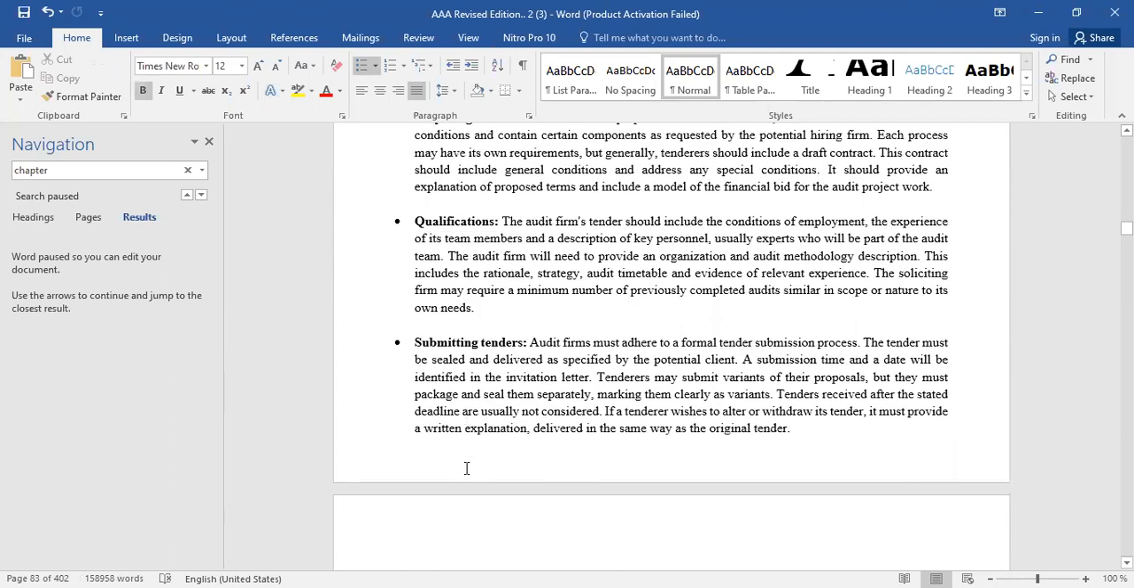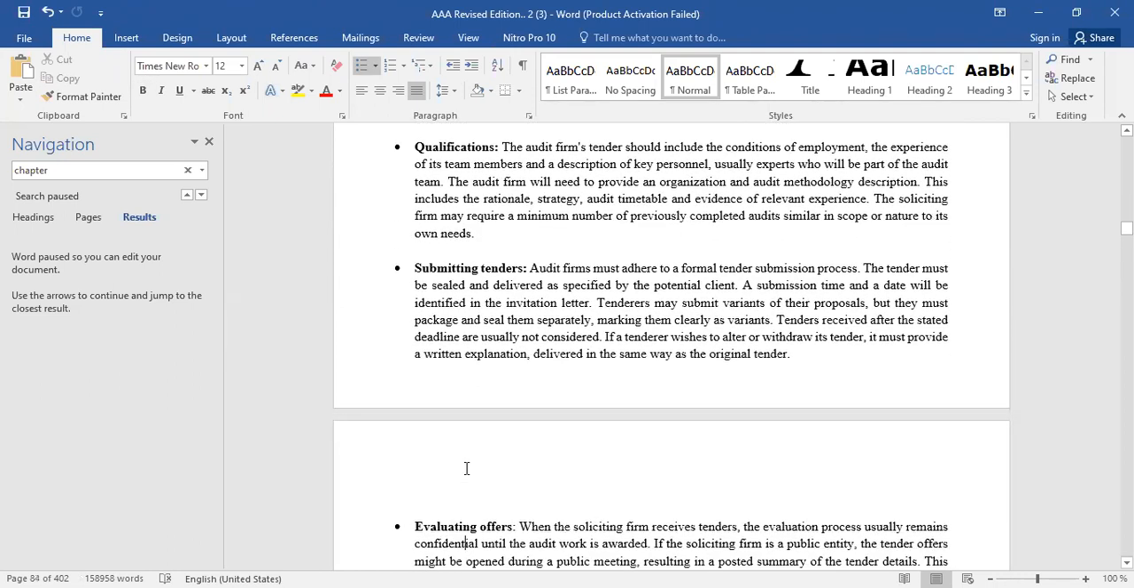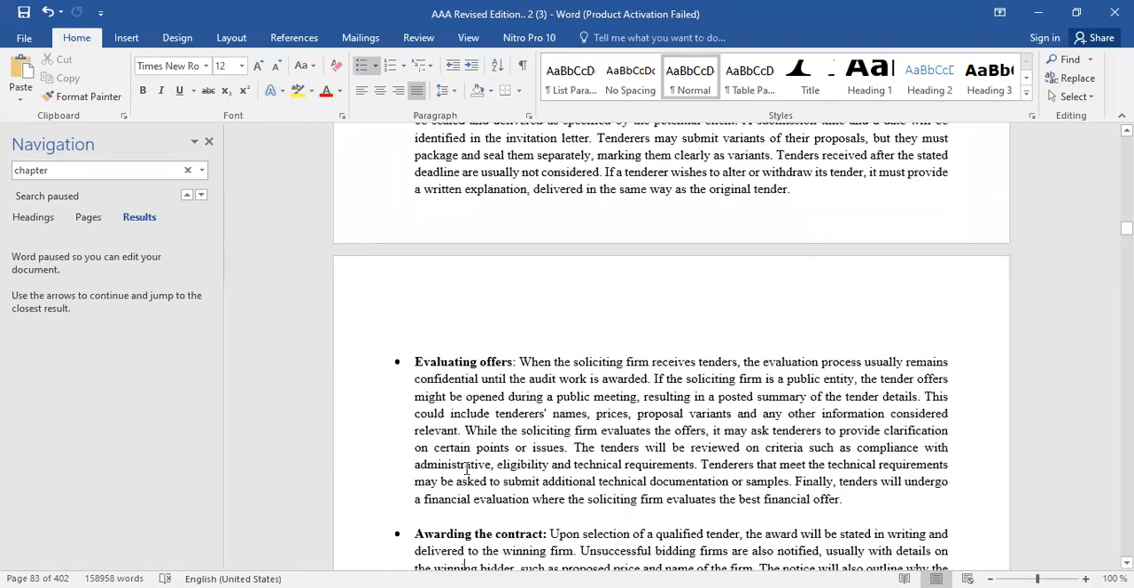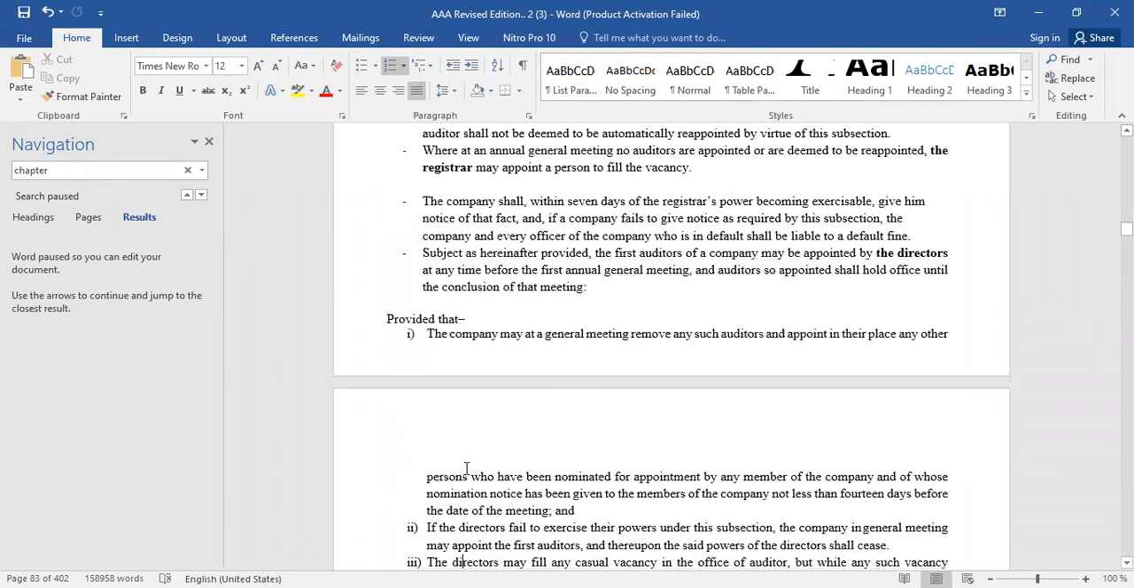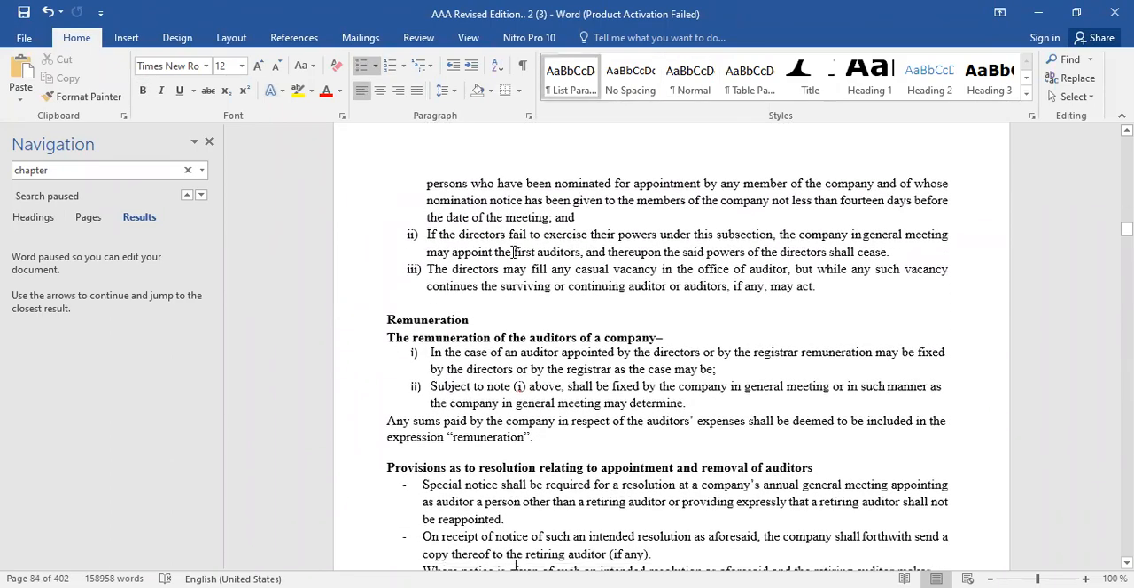That's a neat process kama hiyo. You pick the tender, you fill the tender, attach all the qualification, then submit. They will evaluate, then award the tender, and then report on those ones. Nikupitia tu, the notes you'll still get, but at least you understand.